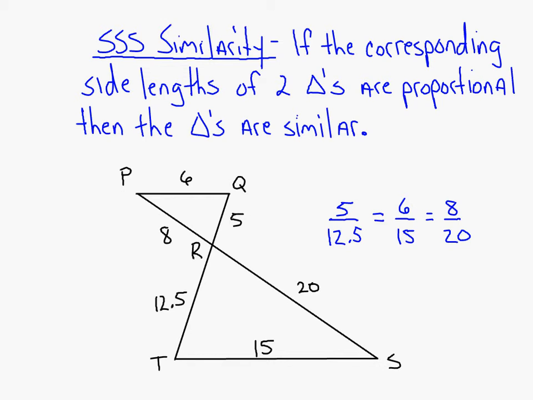So in your calculator, take 5 and divide it by 12.5. And you got 0.4, good. Then take 6 and divide it by 15. You got 0.4 again. And one more time, 8 divided by 20. 0.4. So are the triangles similar? Yes. Very good, they're similar.